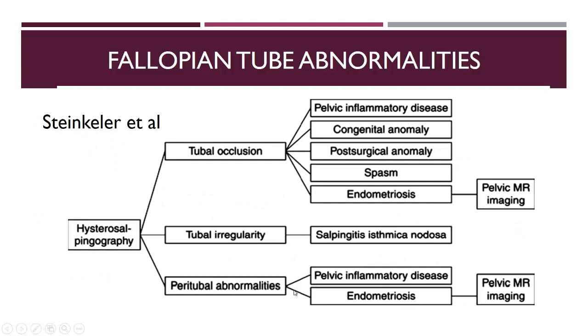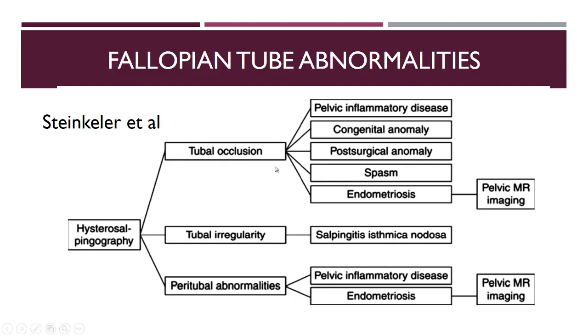Fallopian tube abnormalities by hysterosalpingiography: either the tubes are occluded, and occluded fallopian tubes may be proximal or distal. The problem is to differentiate proximal occlusion from spasm, or from distal obstruction at the fimbrial end.